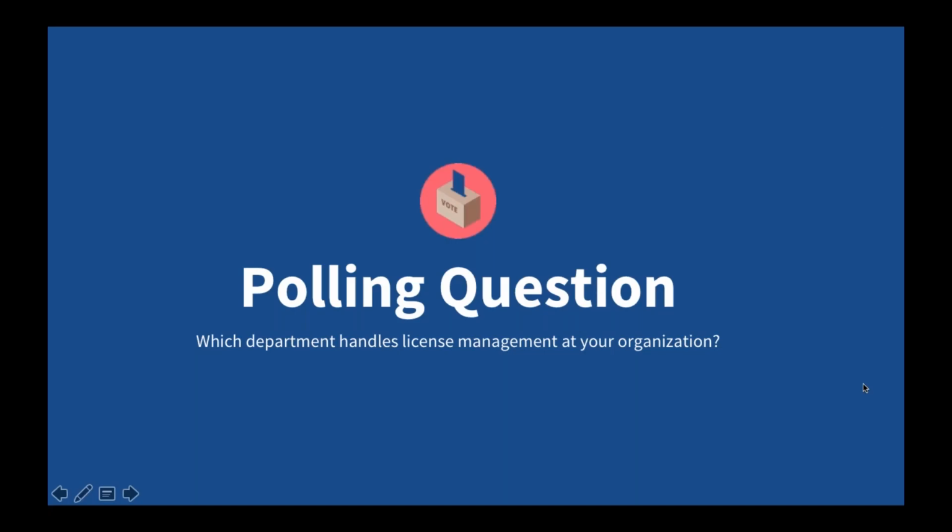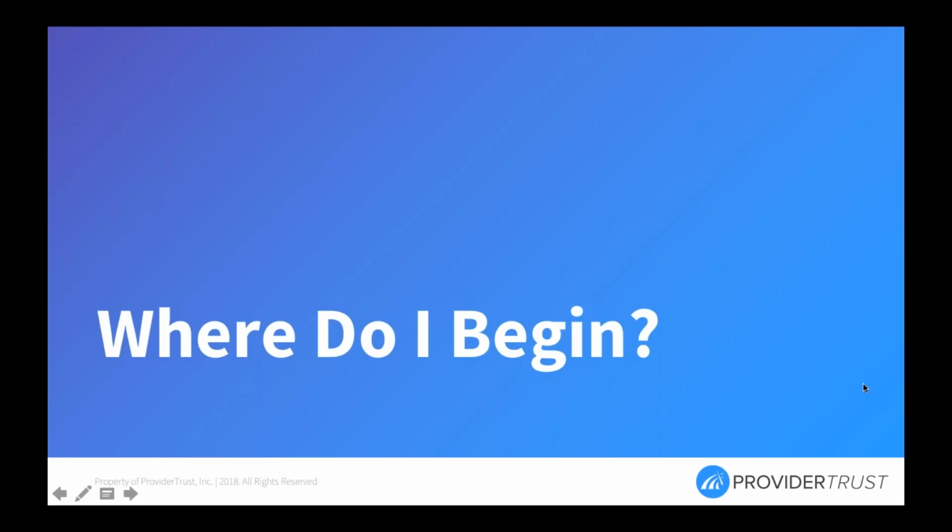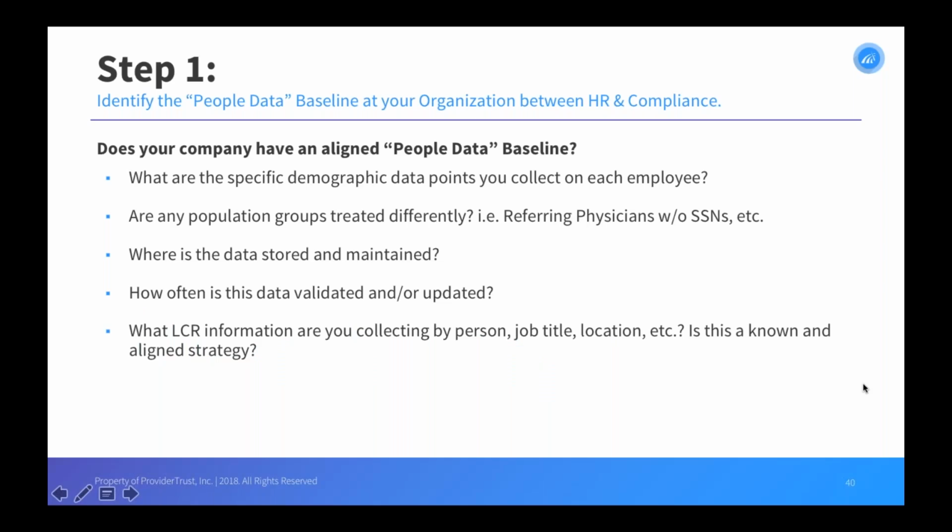And so with that, let's go ahead and dig into the fun part of the presentation, which is the action plan. Step one, here's what we would recommend you all do today if you have the bandwidth, and we'll try to end the webinar maybe 5 minutes early so you can get started on this. Identify the people data baseline at your organization between HR and compliance. What are those commonalities that's the baseline of data that apply for everything HR needs to do and everything compliance needs to do?